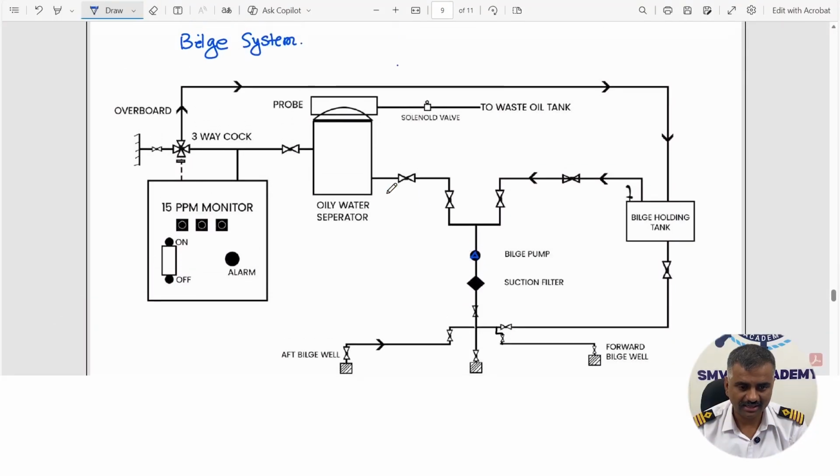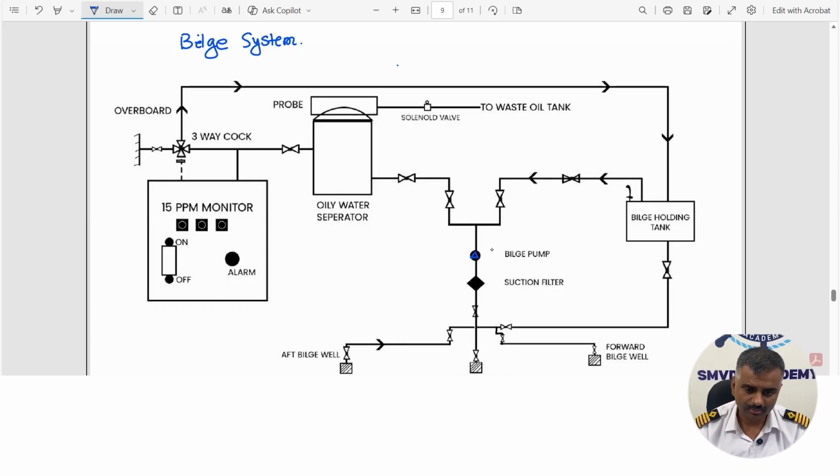Bilge system block diagram is in front of you. You can see this is the basic bilge system. Roughly, this is a bilge system. You can have a separate, larger number of things like main engine bilges, etc. These are not shown because this is an overview of how the system works.